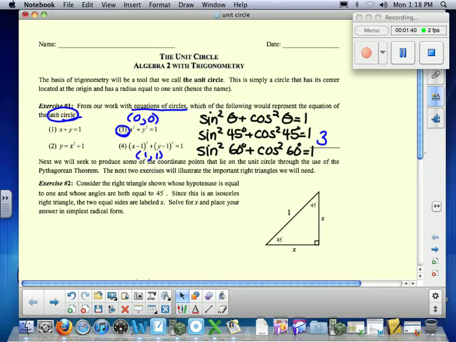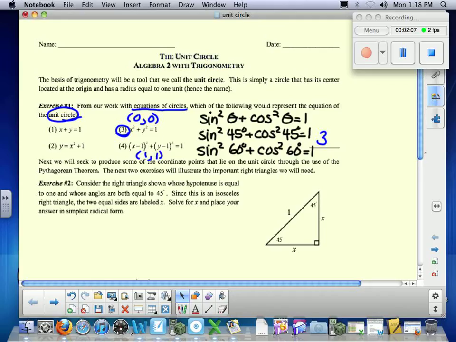It doesn't matter. If you did sine squared of 17 degrees plus cosine squared of 17 degrees, it will still equal 1. If you do sine squared of 192 degrees plus the cosine squared of 192 degrees, it's still going to equal 1. Okay? It's called a trig identity. And those of you who go to Algebra 2 trig, you'll have a great time exploring those.